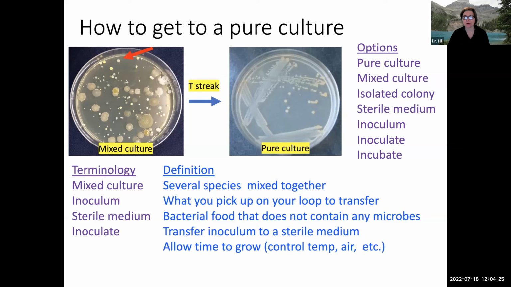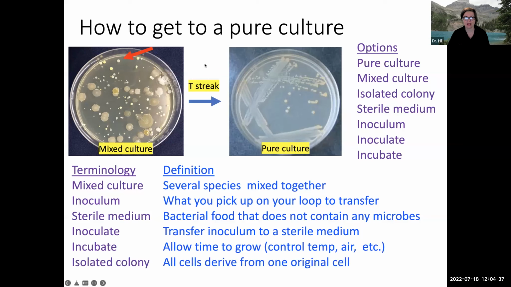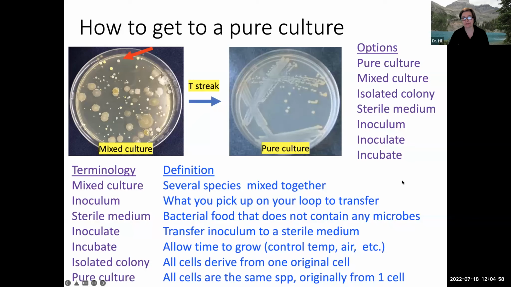And then when we grow it for some period of time in some particular conditions, what are we doing? Correct. We're incubating it. Now, these isolated colonies that we're going to see on the T-streak this week all derive from a single original cell. And if we're able to create a situation where everything in a medium comes from one species and originally came from just one cell, then that would be the definition of a pure culture.